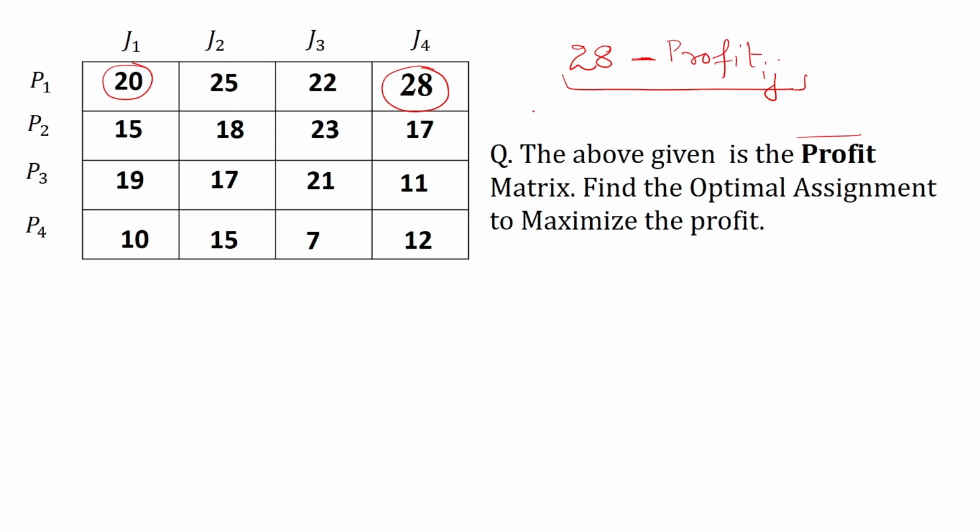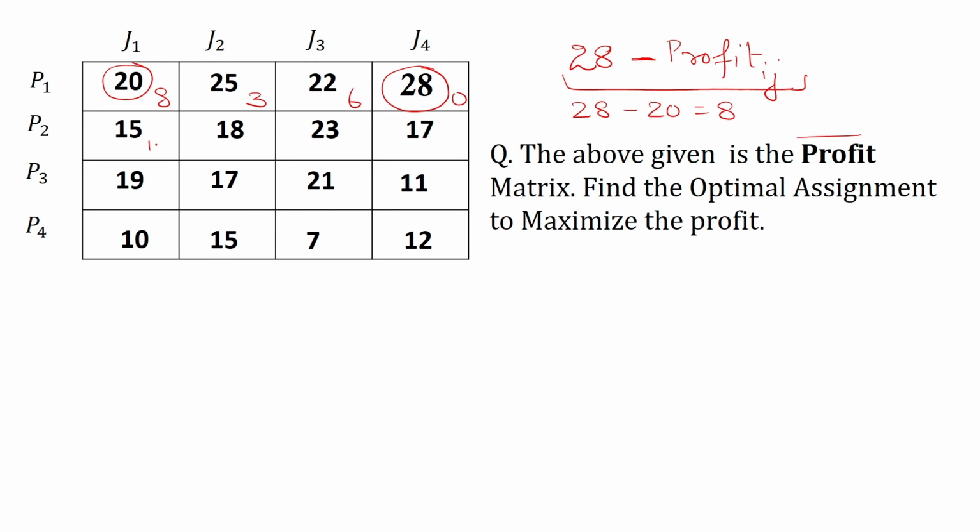This 20 would become 28 minus 20, so it would become an 8. What would this 25 become? 28 minus 25, that is 3. What would 22 become? 28 minus 22, so that would become 6. 28 minus 28 is 0.